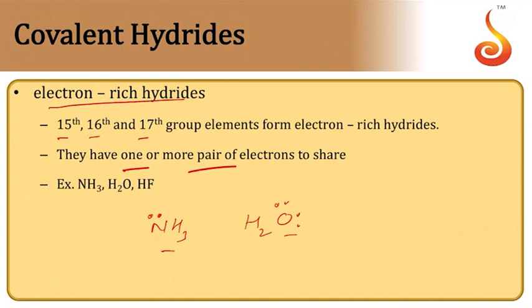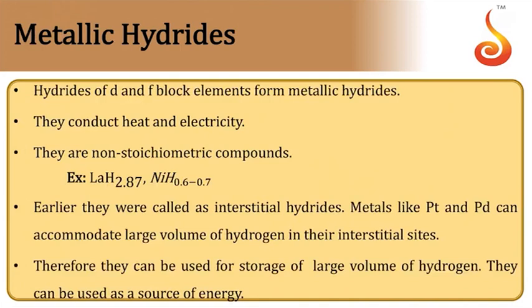These are all called covalent type of hydrides. Next come metallic type of hydrides. Hydrides of d and f block elements are called metallic type of hydrides. They have the same properties as metals themselves. They conduct heat as well as electricity, which are properties of metals. They are also known as non-stoichiometric compounds. They do not have a general formula, so they are called non-stoichiometric compounds. They will not have any whole numbers.